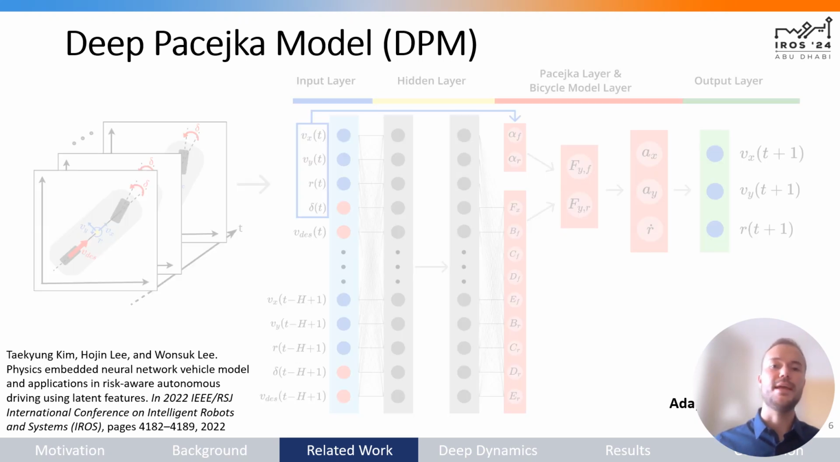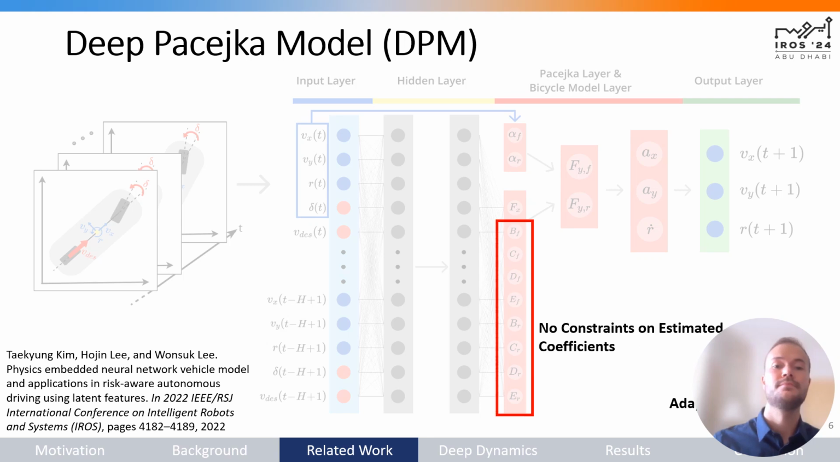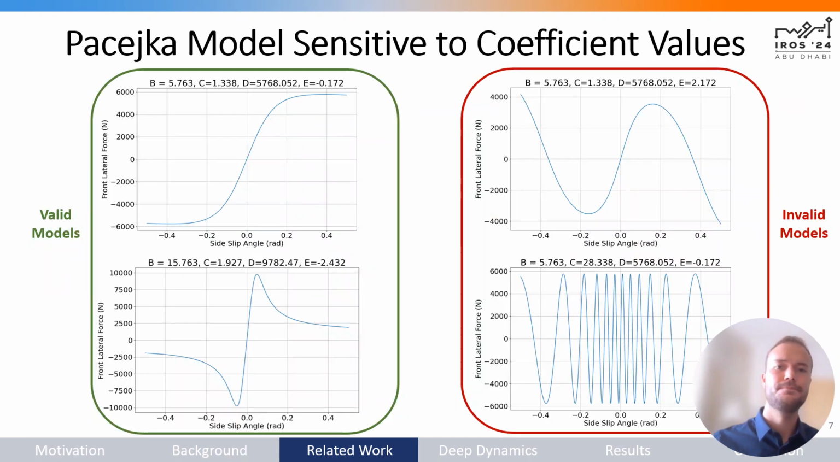Now, while this is a great approach, it does suffer from 3 key limitations that limit its feasibility for use in a racing environment. First, there are no constraints here on the estimated Pacejka coefficients. And that's important because these coefficients have physical meaning. And if we have coefficients that stray beyond their physically meaningful range, the model is no longer going to make physical sense. Let me show you what I mean by that.